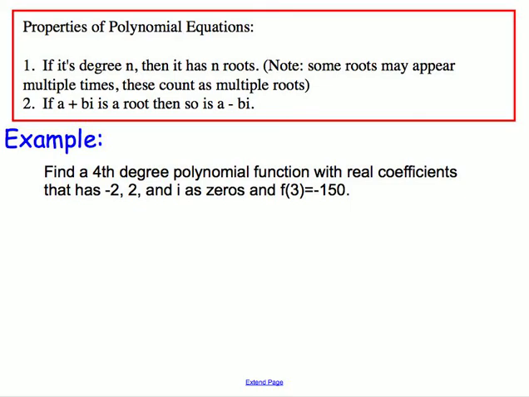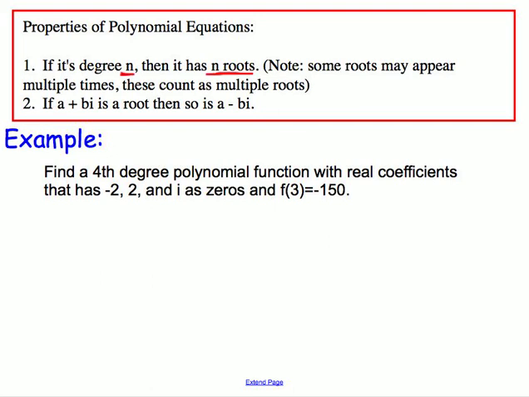Now we're on to the second part of our objective. The goal of this objective is to be able to write a polynomial equation. We're going to use these two facts listed here about the properties of polynomial equations. If its degree is n, then it has n roots. If its degree is n, then it has n roots. We've already kind of talked about this.